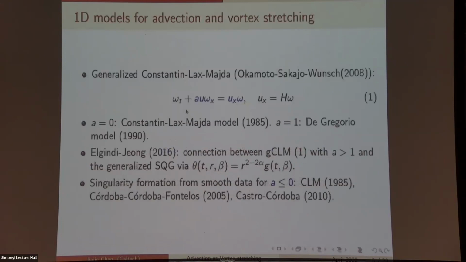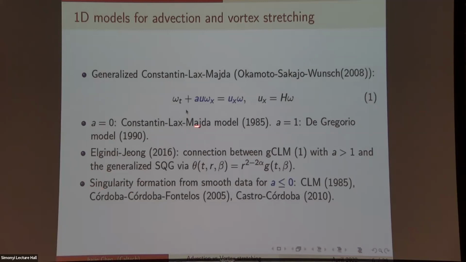In the literature, there are other 1D models for the advection and vortex stretching, for example, this generalized Constantin-Lax-Majda model. If a is 0, this is the Constantin-Lax-Majda model. If a is 1, then this is the Gregorio model. Elgindi and Jeong observed that for this model, if a is bigger than 1, then this model is related to the generalized SQG via this connection. Suppose that theta is a solution to generalized SQG, then this function g will solve this equation up to some lower order term. So this class of models has some connection to the generalized SQG.